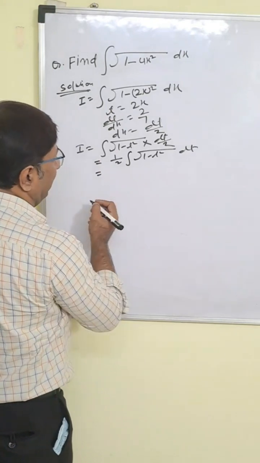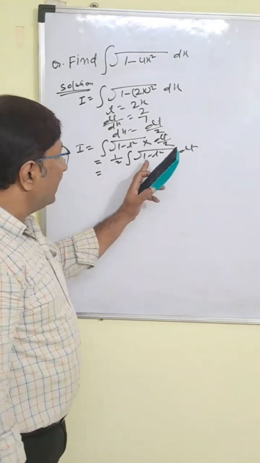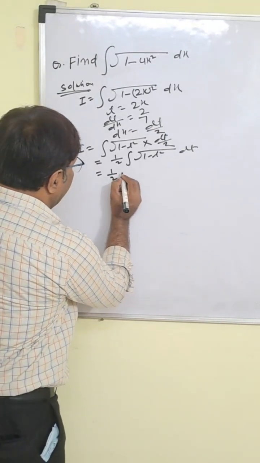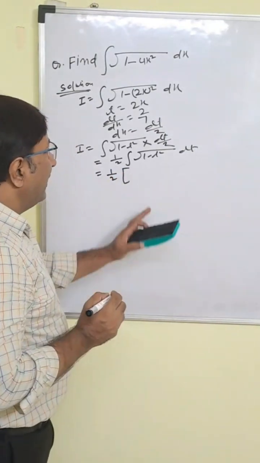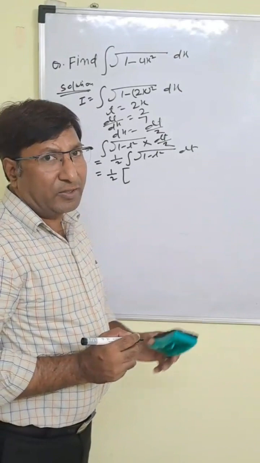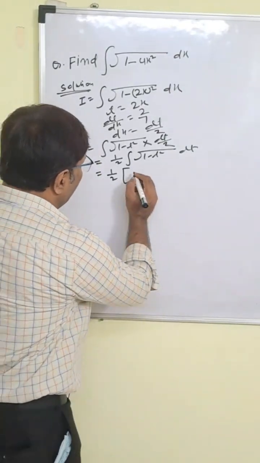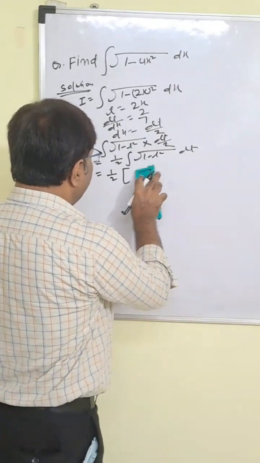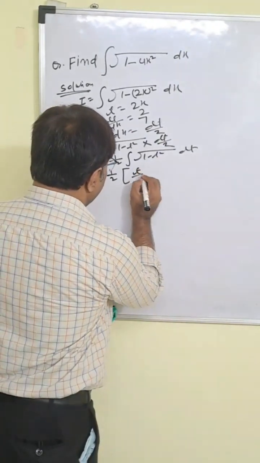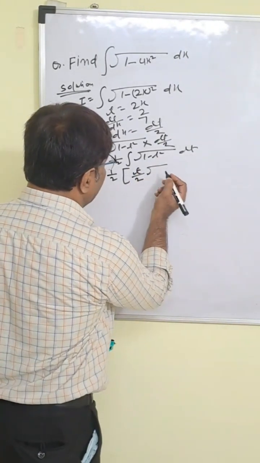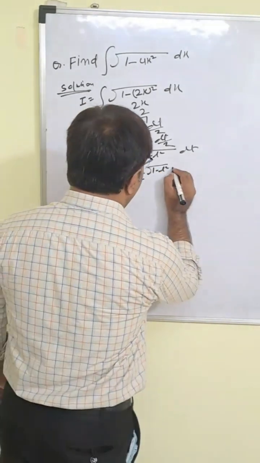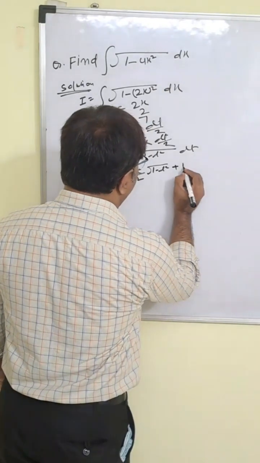So now the simple formula is what? Half root under a square minus x square. So this is half the constant, and then apply the formula for the integration of root under a square minus x square, which is x by 2. So x is what here? t. So we will write t by 2 root under a square minus t square. So this is simply 1 minus t square. And here plus a square by 2, a is 1.